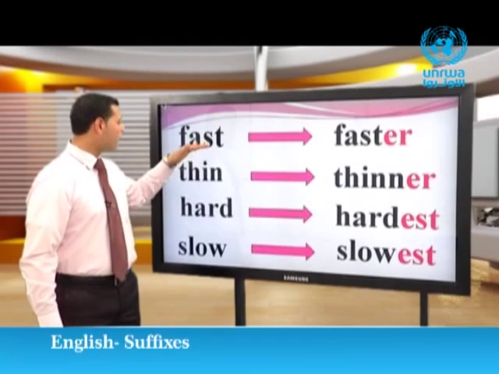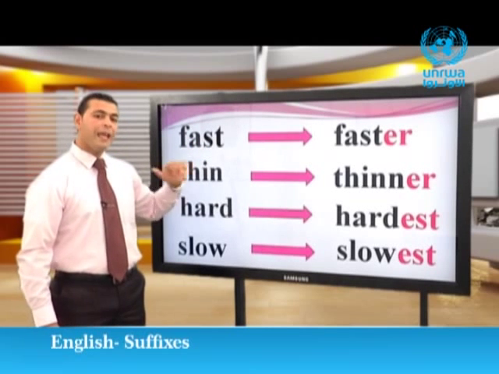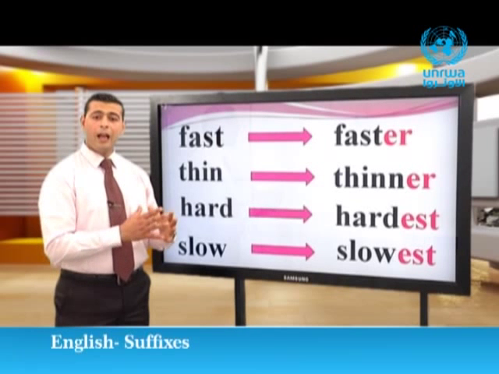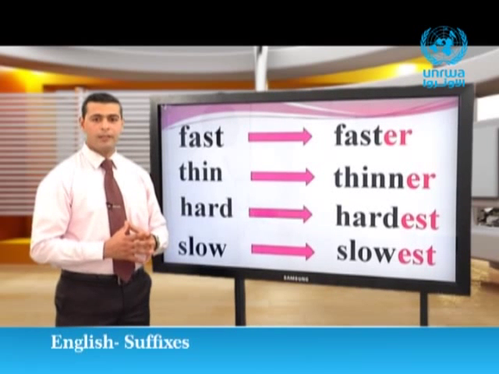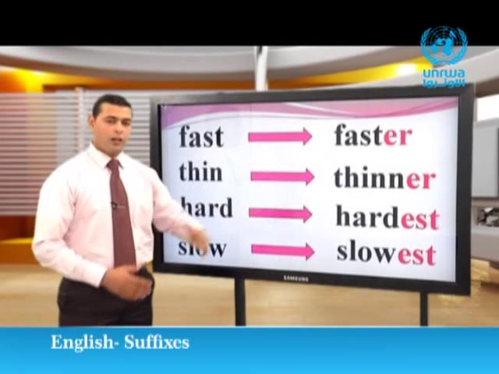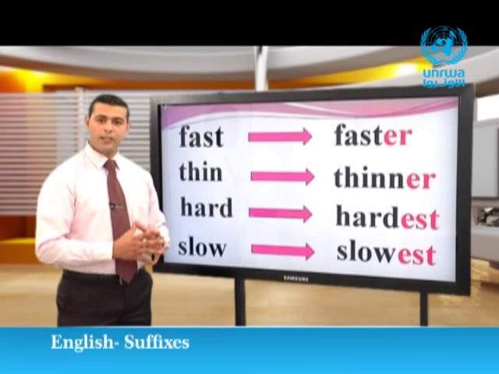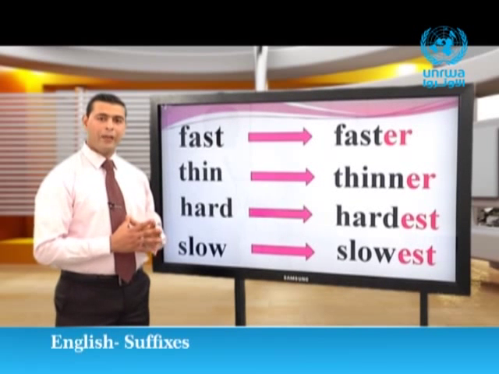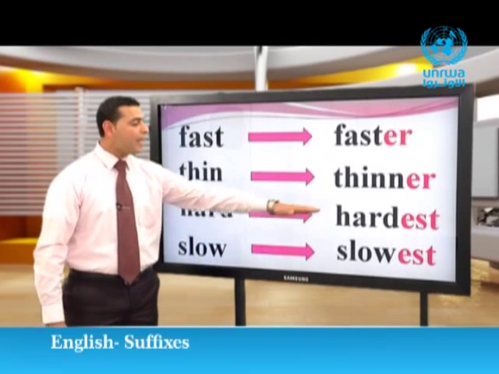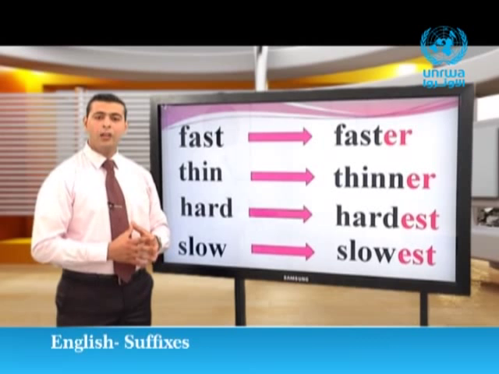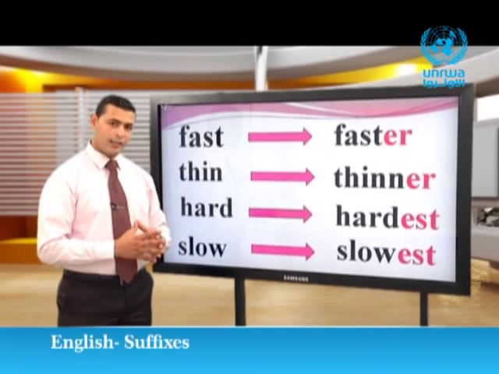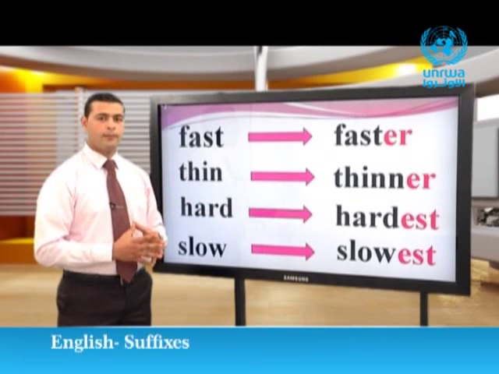Alright, for the first two examples, fast and thin, we added the er suffix to make the comparison. For example, Ahmed is faster than Muhammad. Here, faster than. Thin, thinner. The same story, we added the er suffix to have a comparative adjective. But for the adjectives hard and slow, we added the est suffix at the end of the adjective to make the superlative. He is the fastest, he is the hardest, he is the slowest, etc.